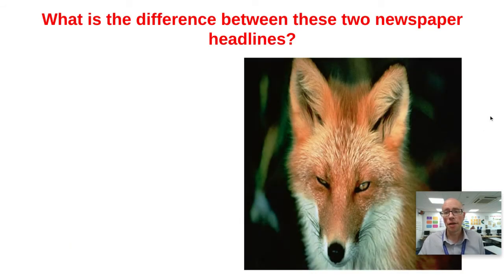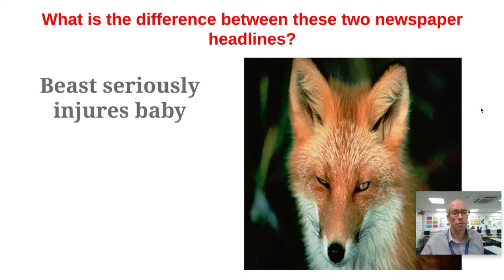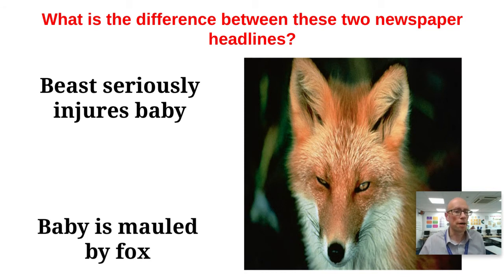Okay, now then, let's think a bit more about the old active and passive thing. So I'm going to show you two newspaper headlines. Bizarrely, here is a picture of a fox, and so here are the headlines that go with it. Beast seriously injures baby. Baby is mauled by fox. So pause the video for a second there and think, what are the similarities and differences between the two, and how is language being used?